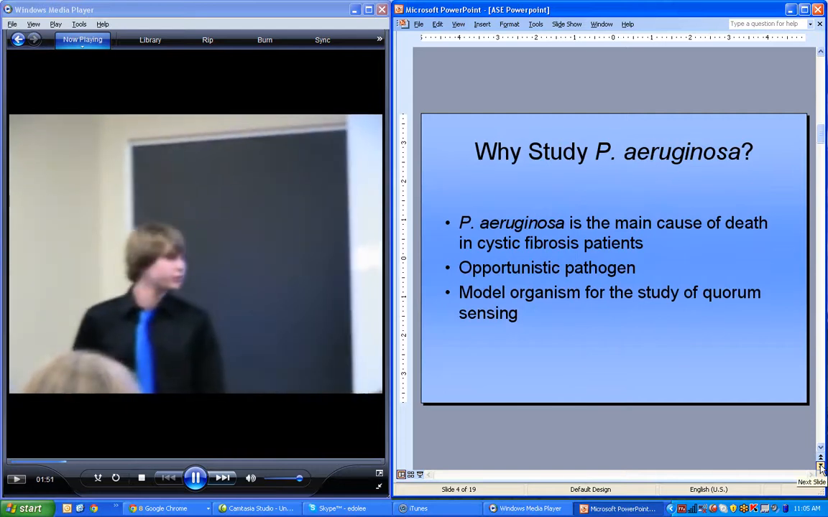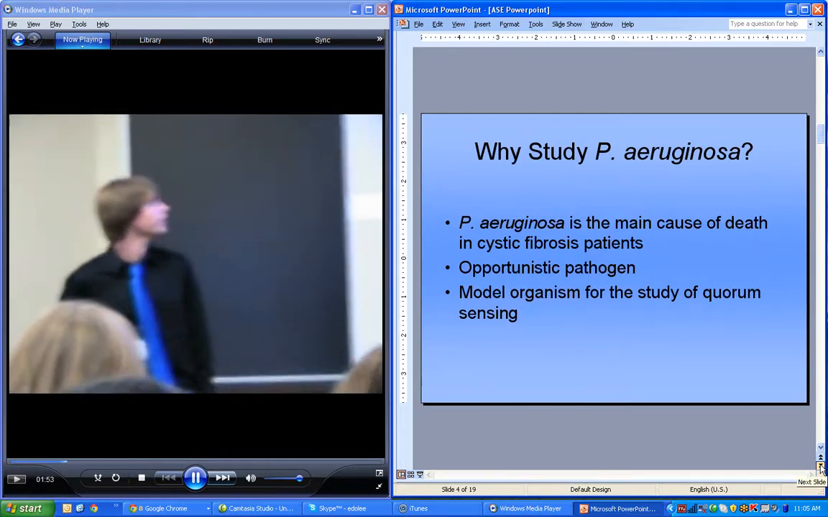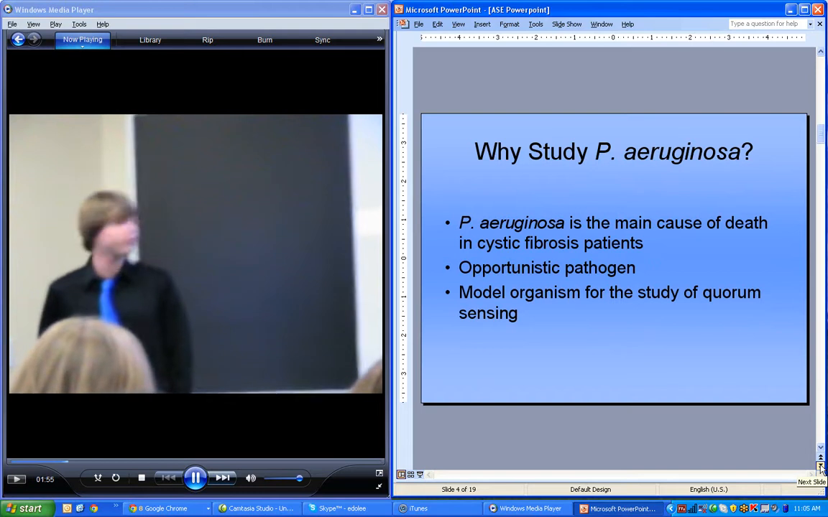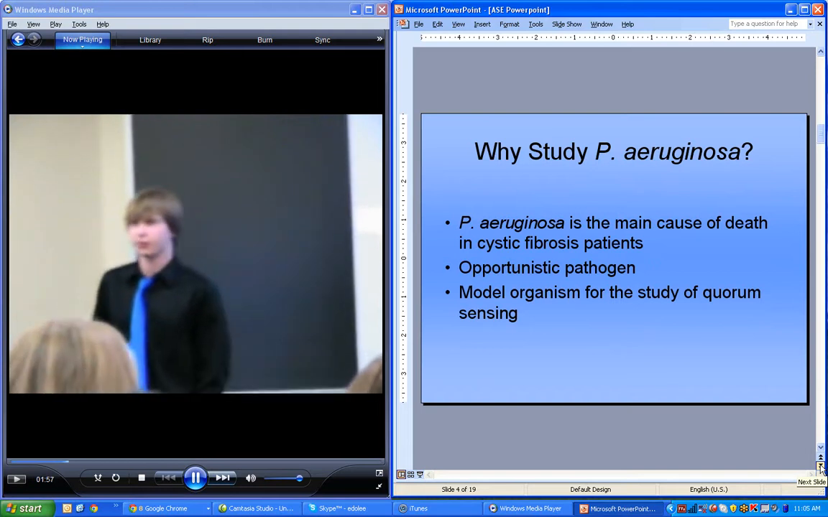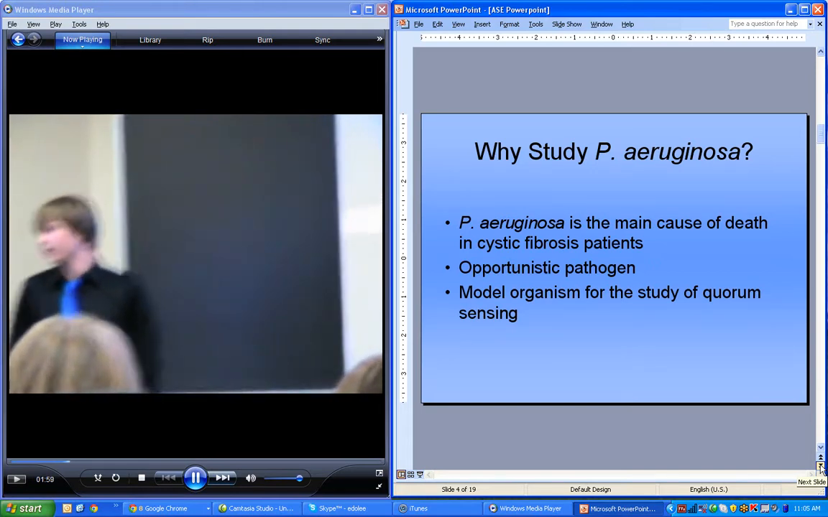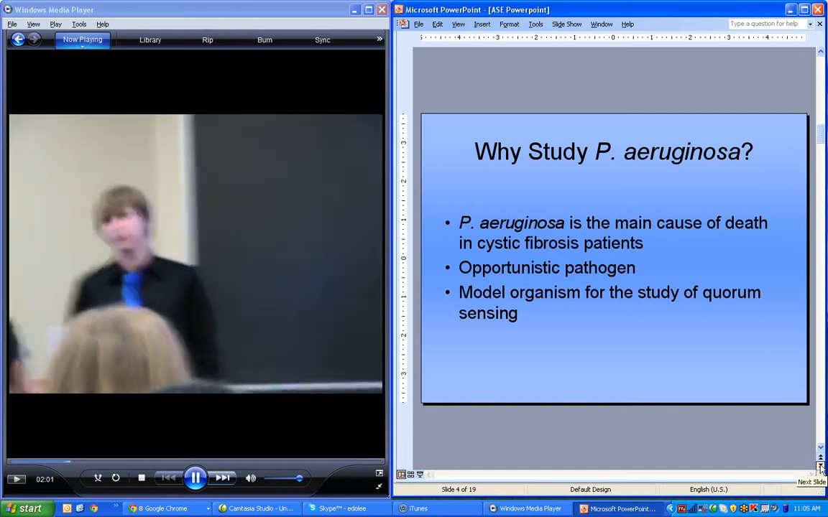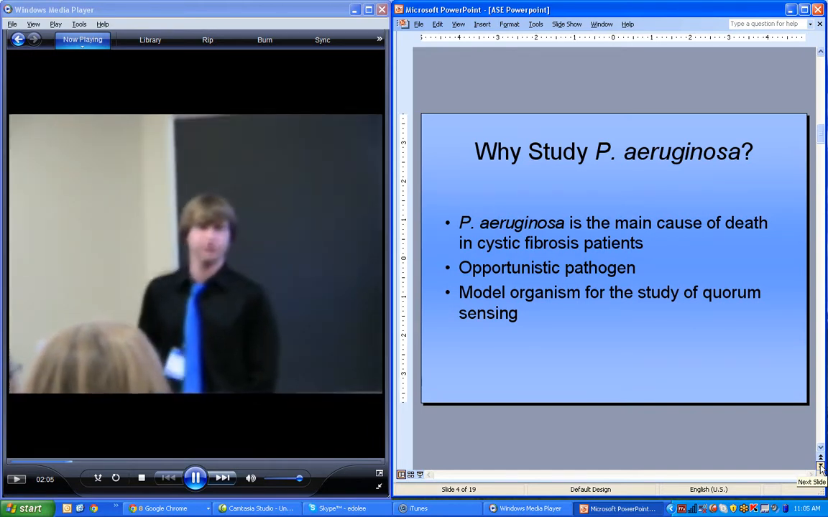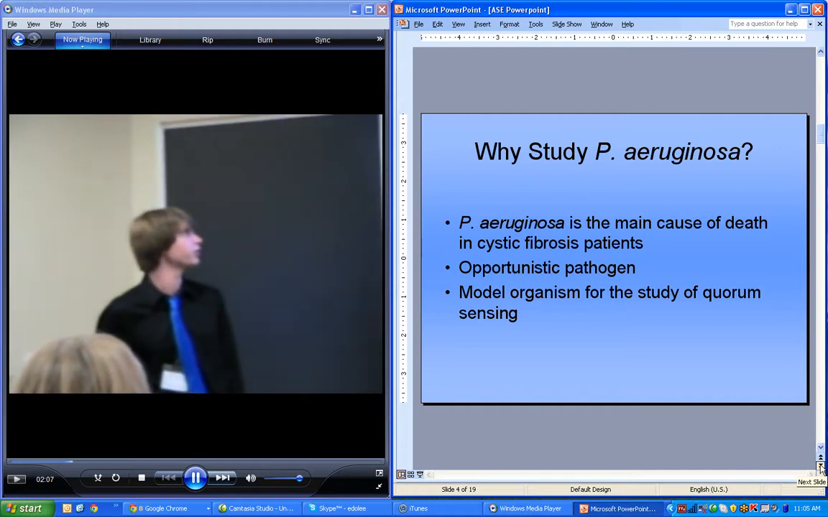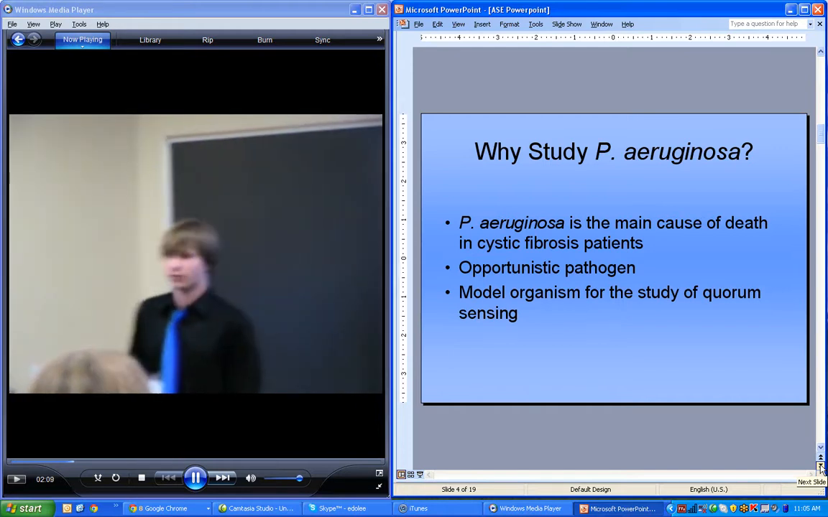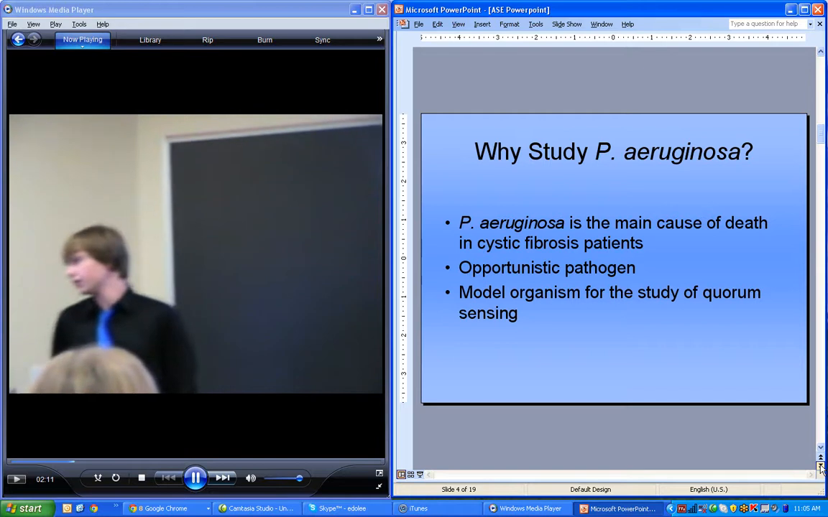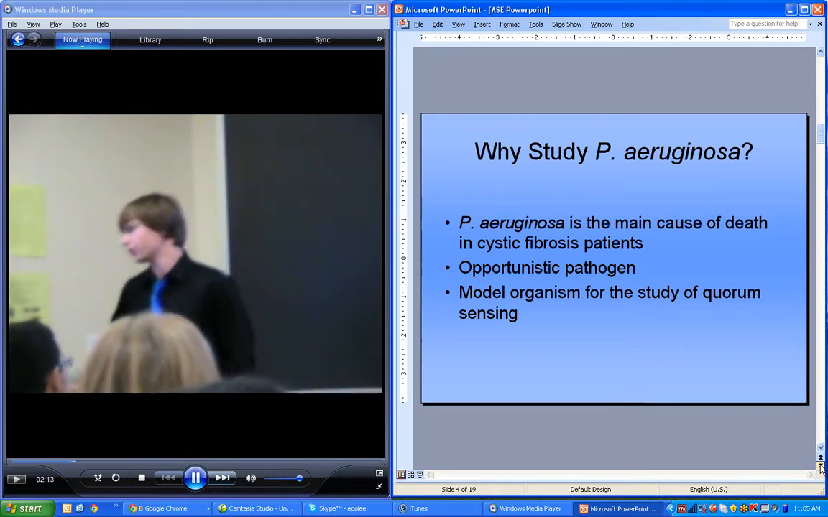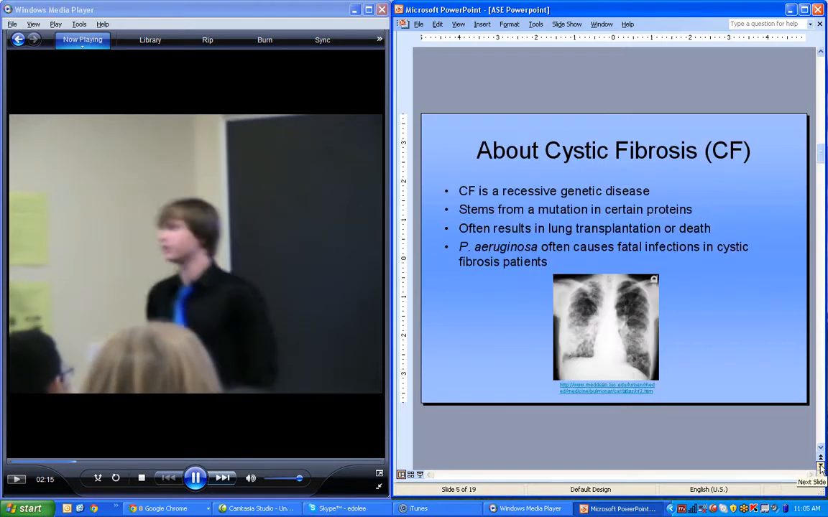And why is Pseudomonas aeruginosa not some other type of bacteria? Well, Pseudomonas aeruginosa is the main cause of death in cystic fibrosis patients. And once into adulthood, about 80% of all cystic fibrosis patients are infected with Pseudomonas aeruginosa in their lungs. Once again, it's an opportunistic pathogen, and it's a model organism for the study of quorum-sensing.